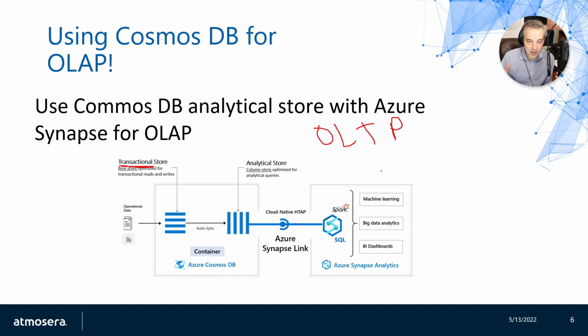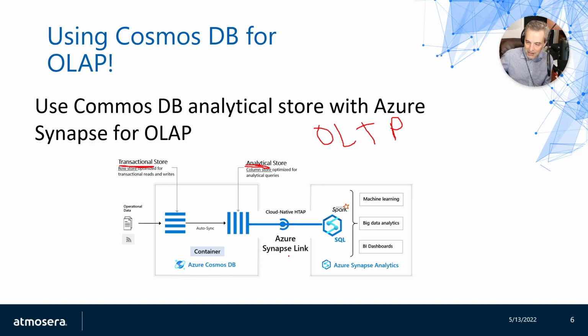Cosmos DB will let you do some of that analytic type analysis of the data, it's just not going to be the best experience if you can get away from that and use something that's going to be more optimized for that. And that's where something like Azure Synapse comes in.